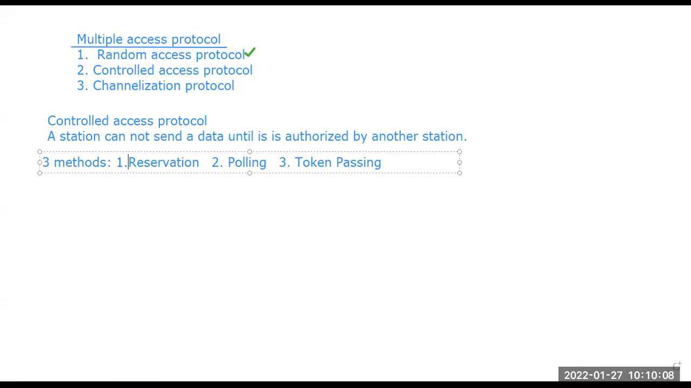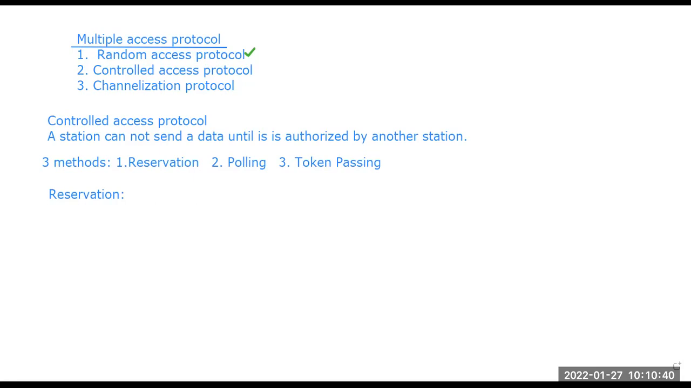First, the reservation method. What happens in this scenario? Suppose a station is trying to send data. Before sending data, each station first needs to be authorized. Until it is authorized, it cannot send any data.